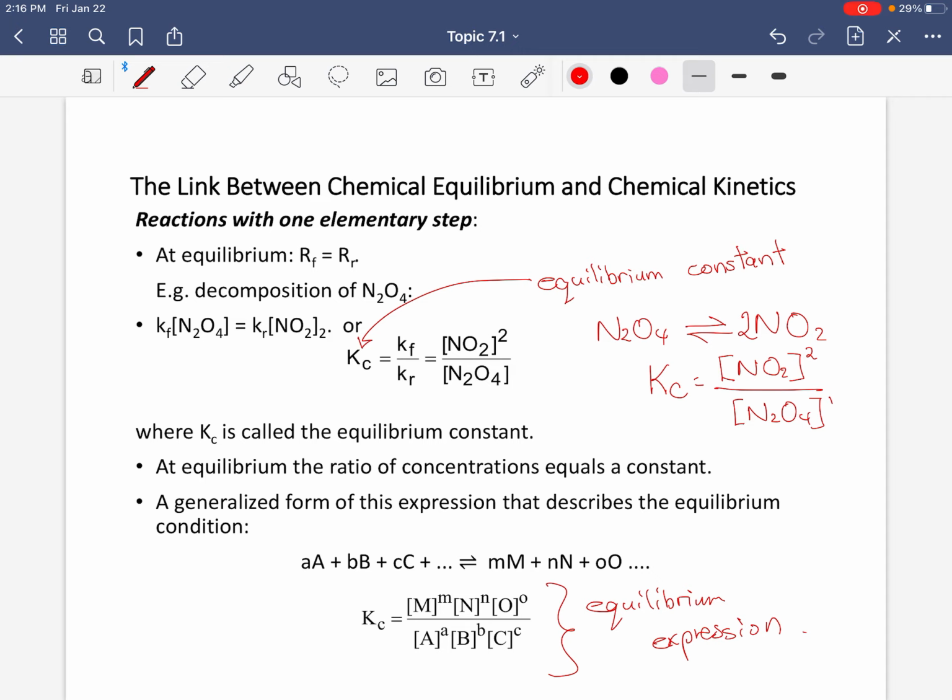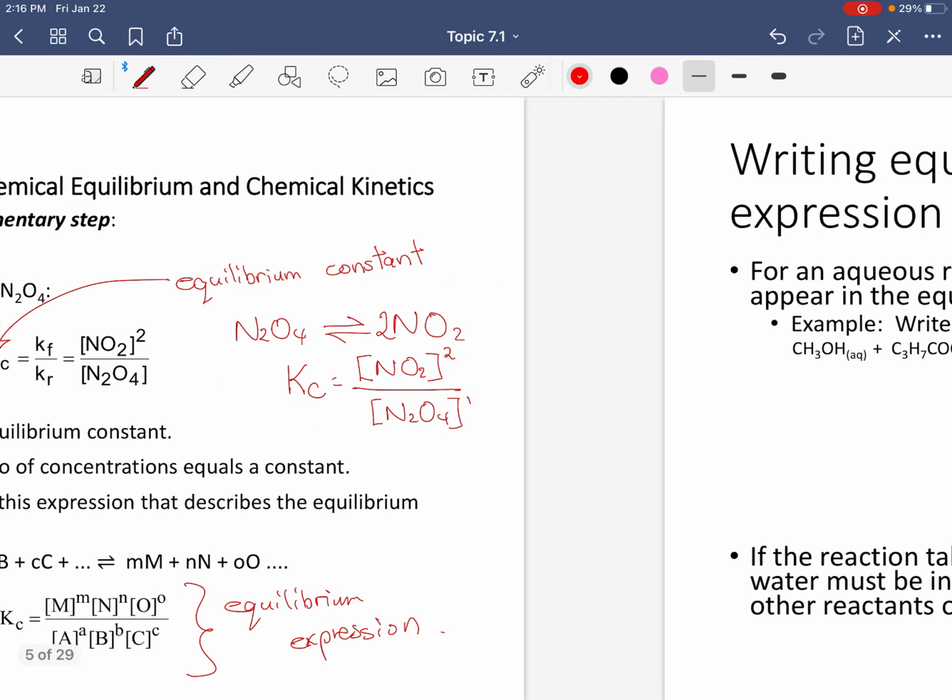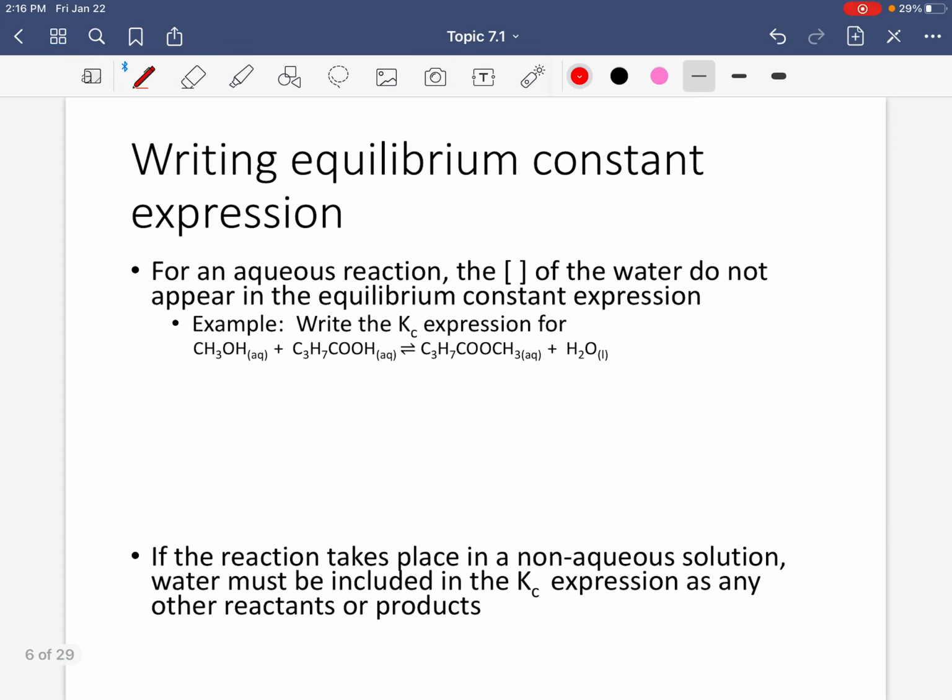Hopefully you guys are okay so far. So let's take a look. There's an example on the next page, and let's take a look at that example. So, writing the equilibrium constant expression. For an aqueous reaction, the concentration of water does not appear in the equilibrium expression. Unless there's some special reason about water that you really need to think about. But in most cases, when you see water, water is actually not part of your equilibrium expression. So make sure you memorize that.